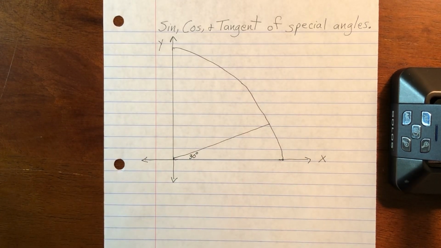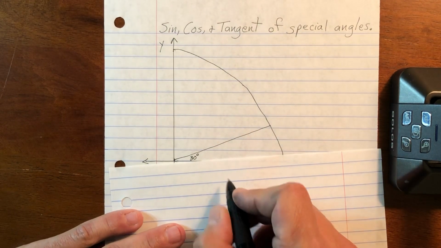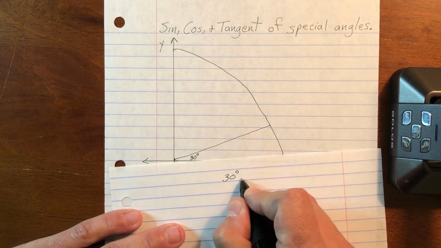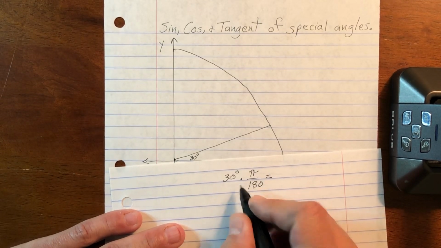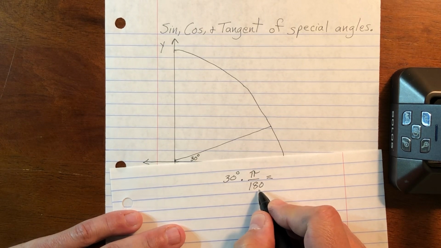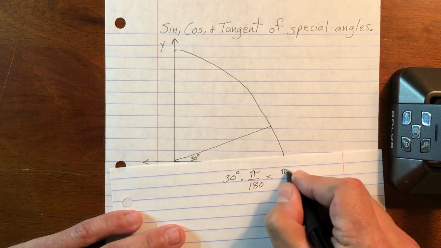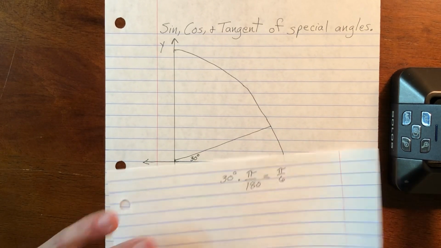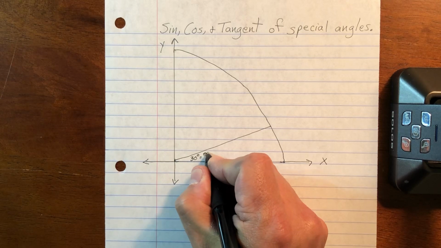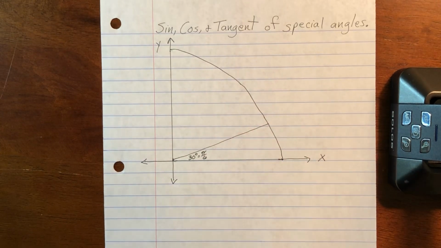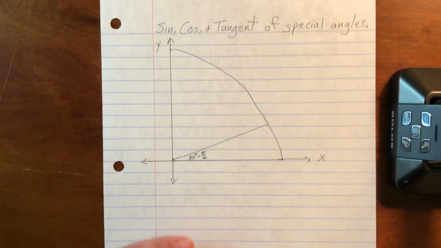And 30 degrees, you know, is the same as what in radians? 30 degrees is how many radians? Do you know? Sure you do. We did this the other day. 30 degrees times pi divided by 180. 30 divided by 180 is 1/6. So that means the answer is pi over 6. So 30 degrees is the same as pi over 6. Two ways of measuring the same angle: 30 degrees, pi over 6.